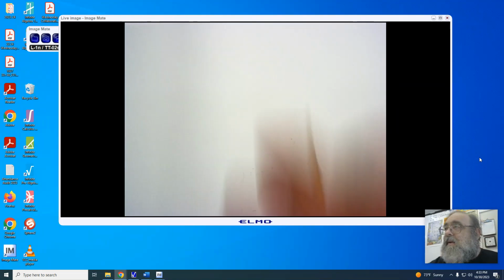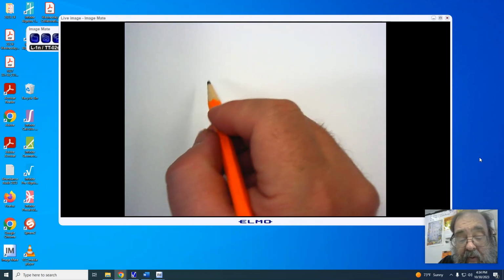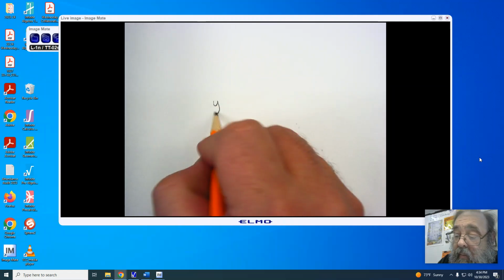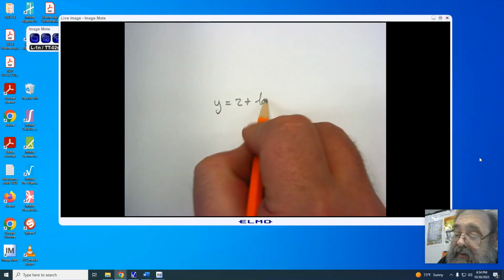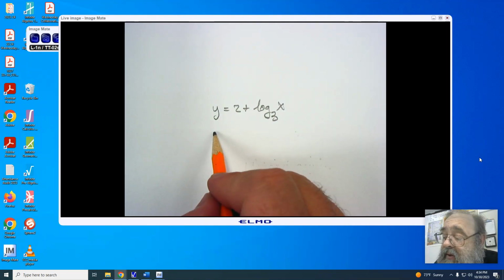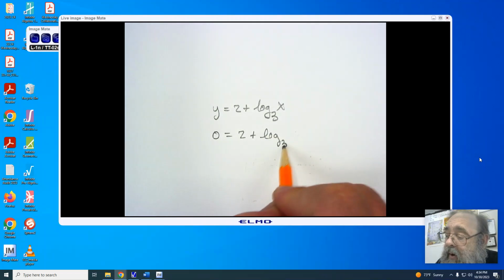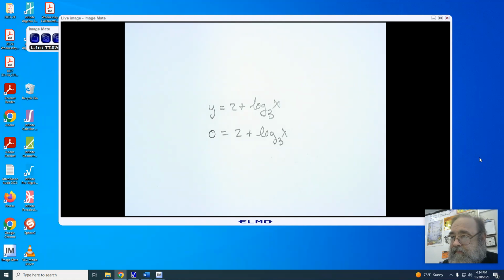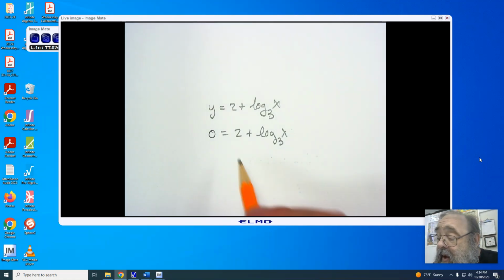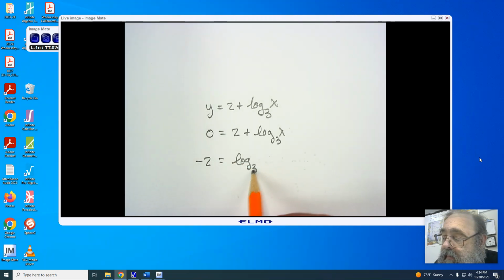This leads me to number 13. And in number 13, we are simply asked to identify the x-intercept. y equals 2 plus log base 3 of x. Well, all y values of x-intercepts is 0, so I'm going to replace my y with a 0. I'm going to subtract 2. And then I'm going to exponentiate.